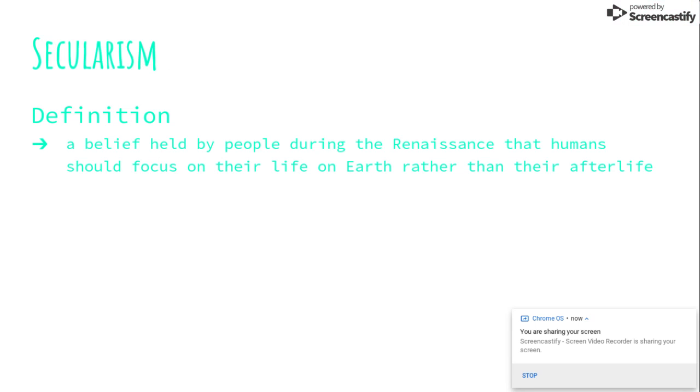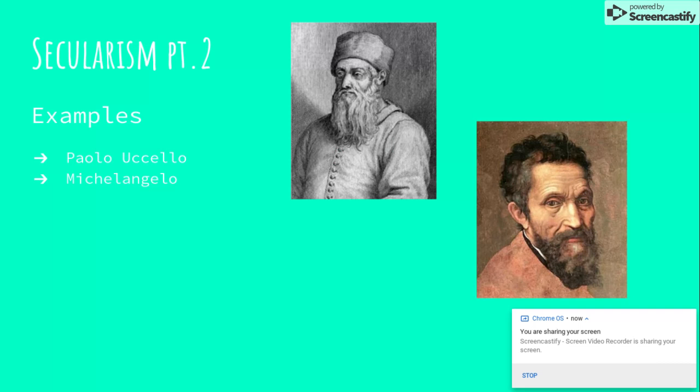Secularism is a belief held by people during the Renaissance that humans should focus on their life on Earth rather than their afterlife. Another way to identify them is to look for people doing things in daily life. The two important artists who researched the topic of secularism were Paolo Uccello and Michelangelo.